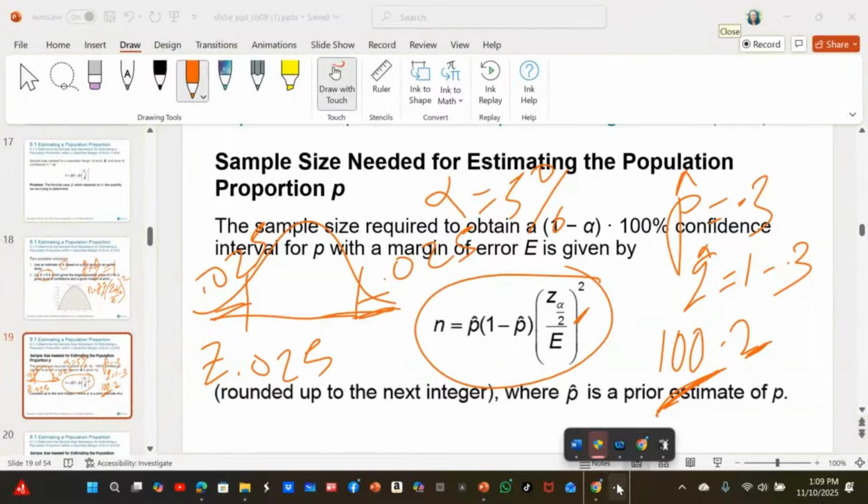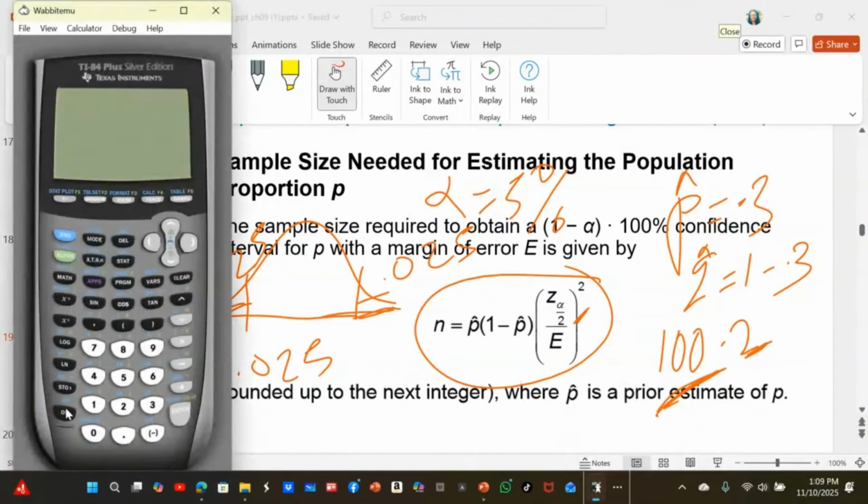I'm pulling my calculator up. So let's find the critical value for 0.025 using the Z distribution. So I'm going to do second, quit, and get out of this. Second.